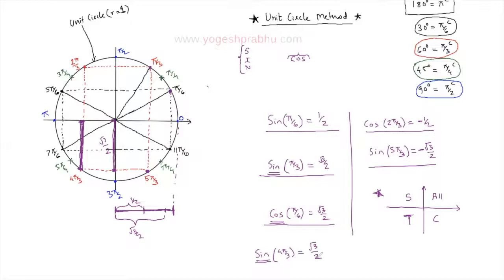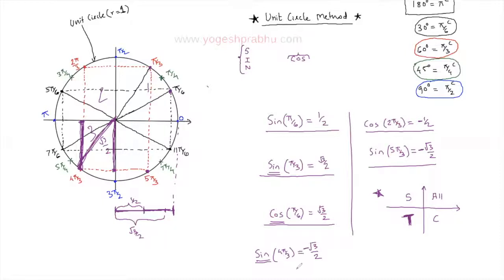Now you have to check whether it is positive or negative. As soon as you write down the answer, you can just remember all silver teacups. And our 4 pi by 3 is in which quadrant? It is in the third quadrant. 1, 2, 3. Third quadrant. And in the third quadrant, if you see all silver T, that is tan. Do you see tan is positive? So are we talking about tan? No. We are finding sine. So tan is positive, and the others are negative, right? So the sine is going to be negative. So this answer will be minus root 3 by 2.